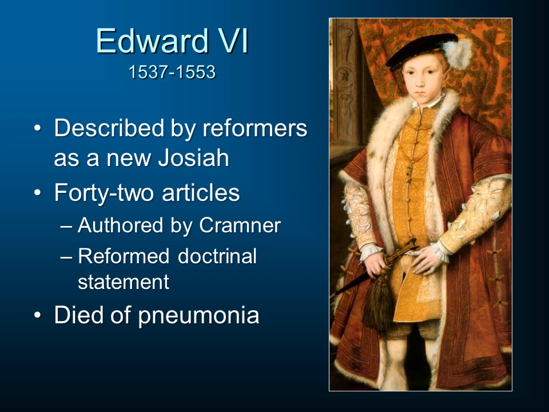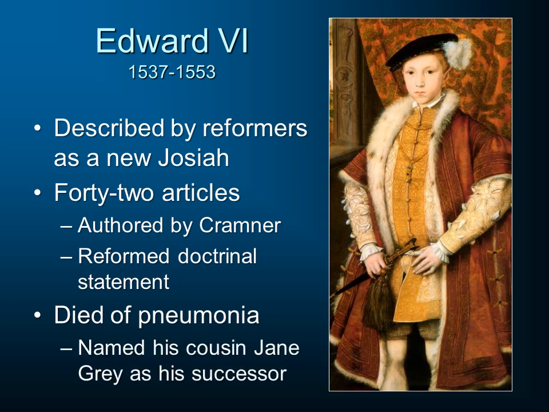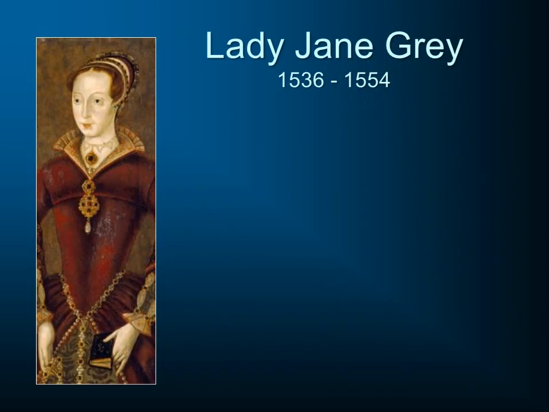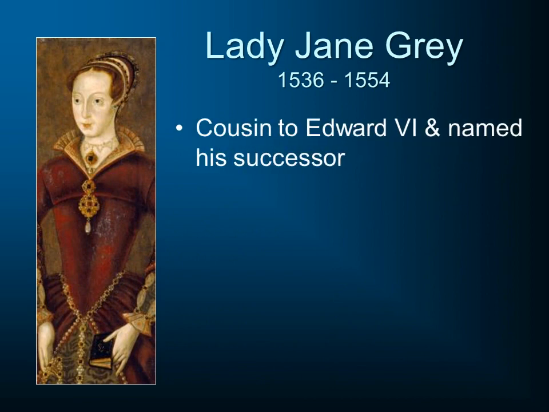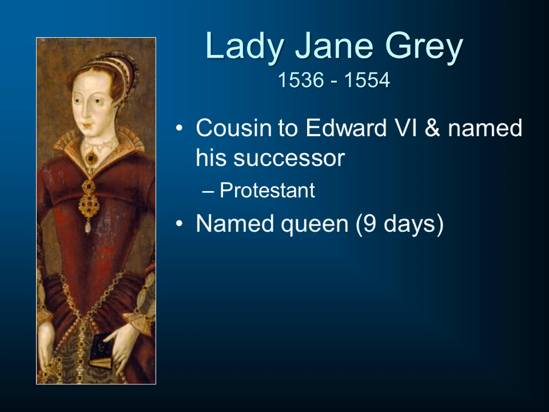Now, Edward VI dies. He's still in his teens, late teens, and he dies of pneumonia. He'd always been rather sickly. And on his deathbed, he names his cousin, Jane Grey, as his successor. So Lady Jane Grey, she's Protestant. What Edward is trying to do is advance the Protestant cause, even as he dies. She's named queen, but she only lasts for 9 days as queen.